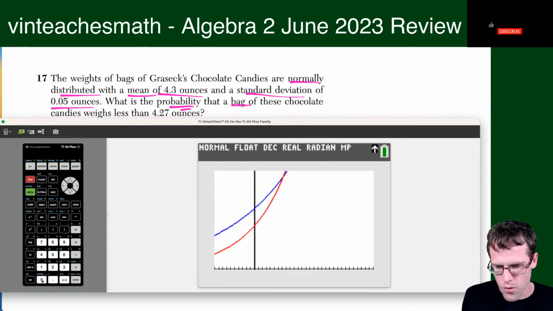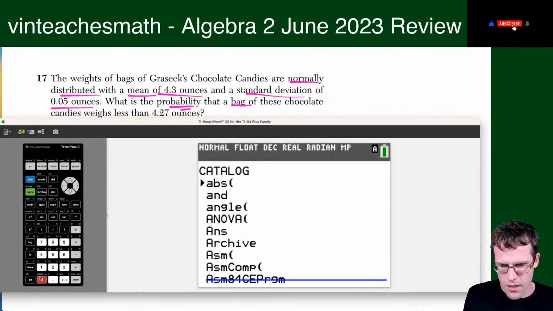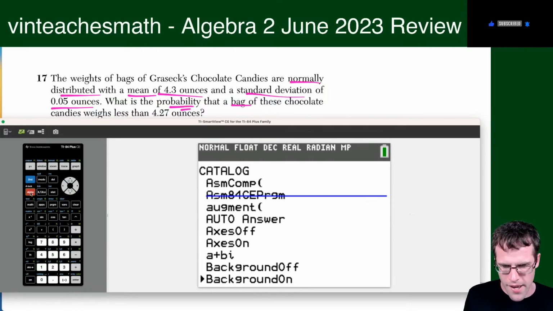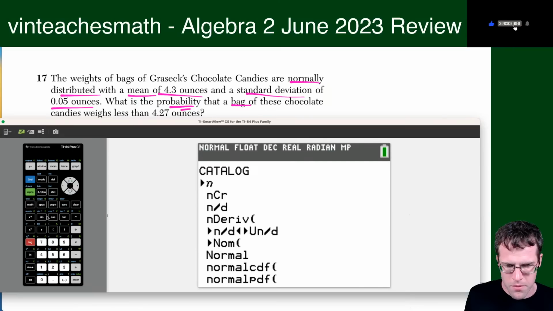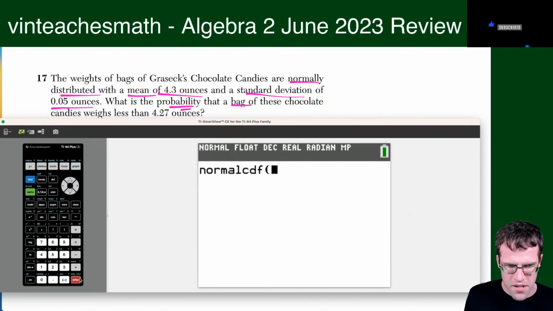It's normal CDF. So I press second 0 for catalog. I could scroll to N, or I could press alpha log, and I hyperspace travel to normal CDF. I press enter, and for this one here, let me just see if I put diagnostic on.